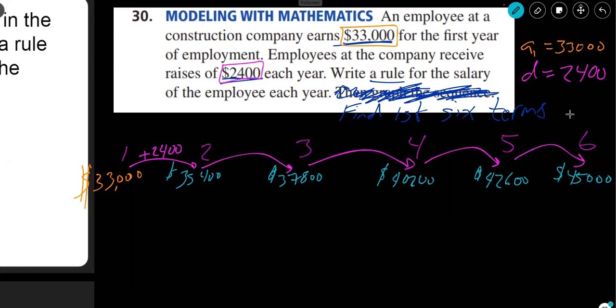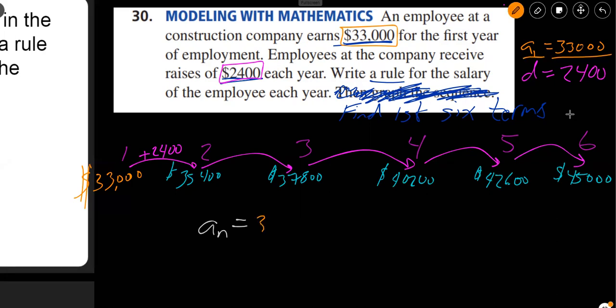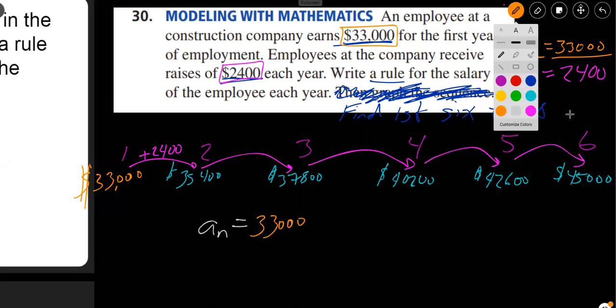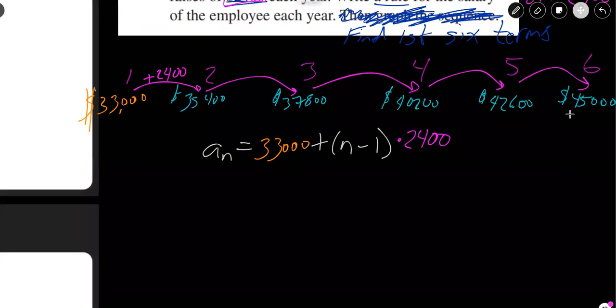All right, so I've got my first 6 positions. That's great. But I can set up my arithmetic rule really easily. I know my A1 value, so I throw that in. And I know every year, for however many years, to get to whatever n value I want to get to, every year I'm going to increase by 2,400. So the number of increases times 2,400 will tell me how much I'm adding to 33,000 to get the value after n number of years.